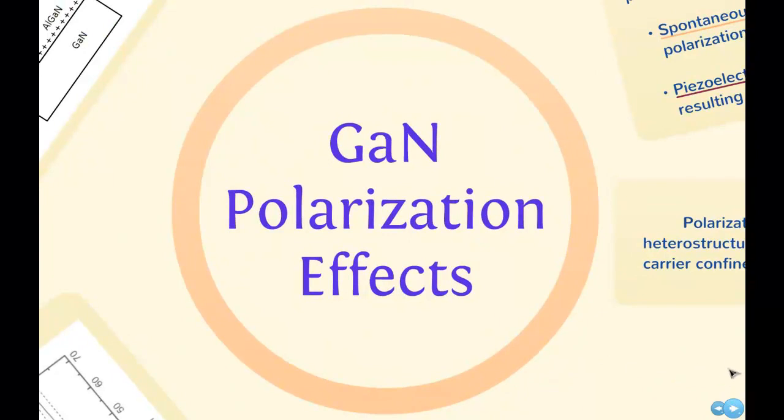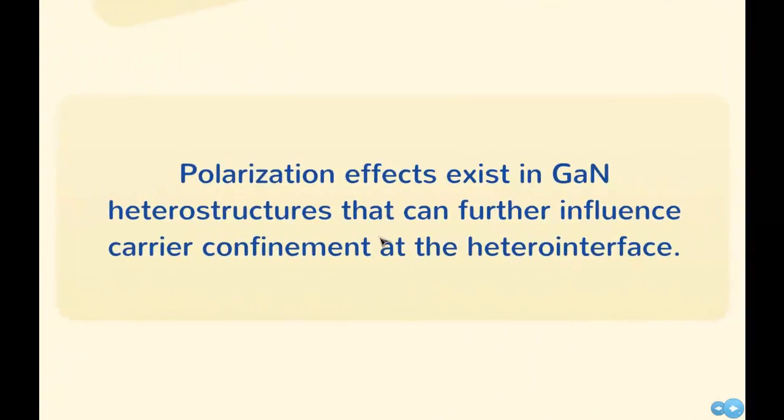Now let's talk about something which is very important in gallium nitride, and that is polarisation effects. So let's try and explain this in a bit more detail. Polarisation effects in GaN do influence greatly the carrier confinement at the hetero interface. When we try and estimate the 2DEG density, so the sheet electron density in the two-dimensional electron gas, with conventional techniques, inevitably we end up underestimating this concentration. And this is because of the polarization effects that exist in GaN.